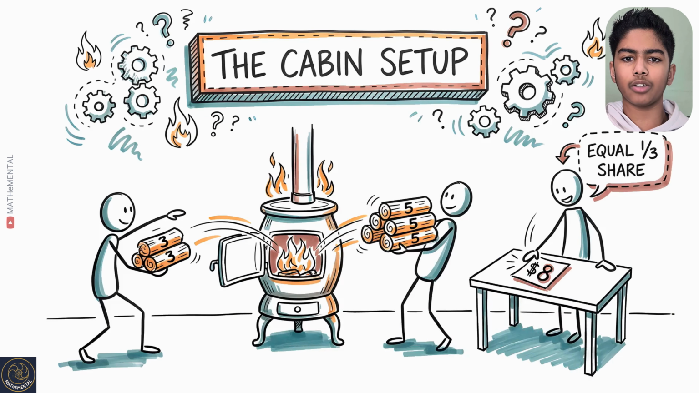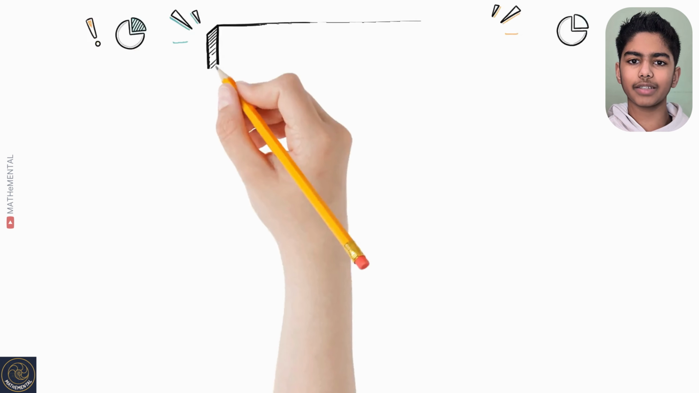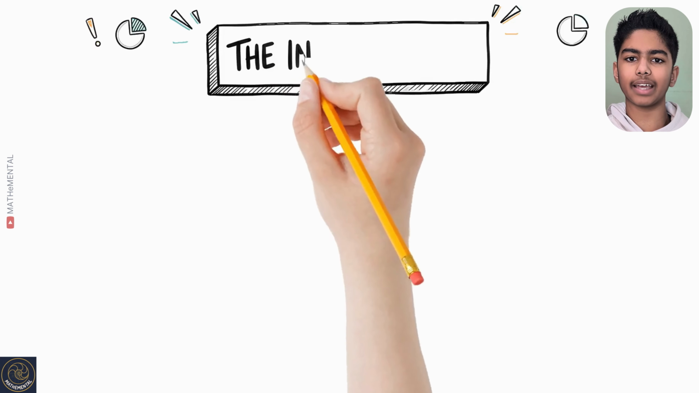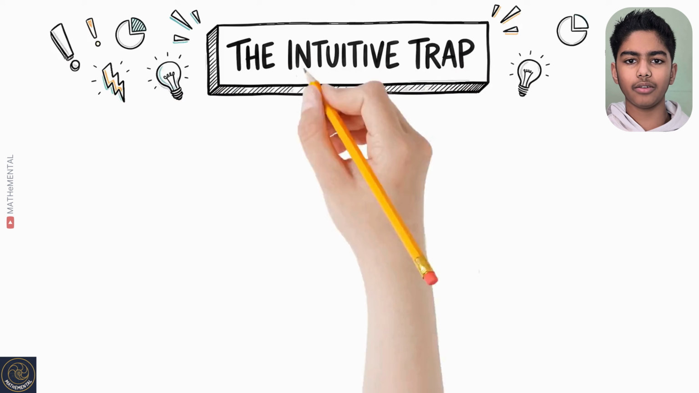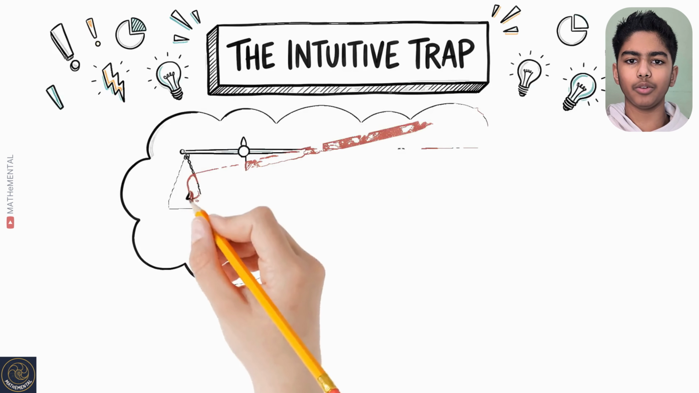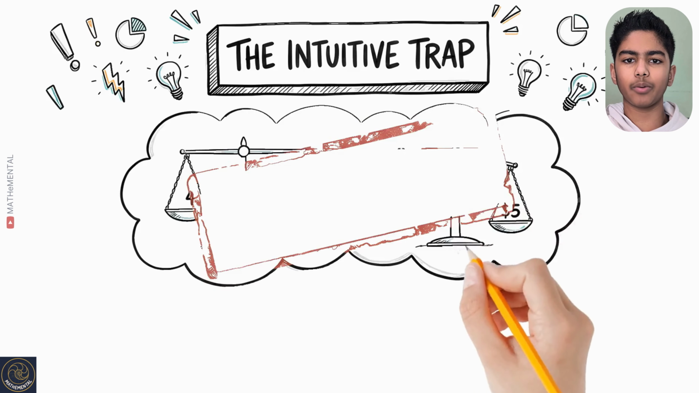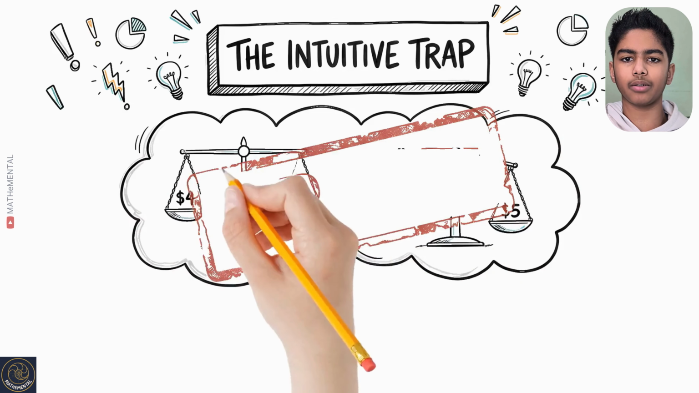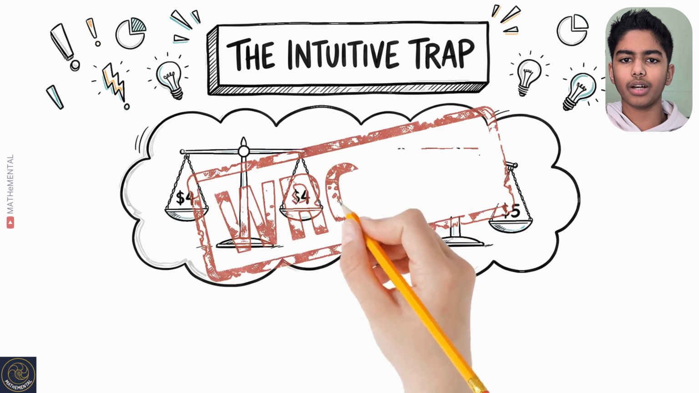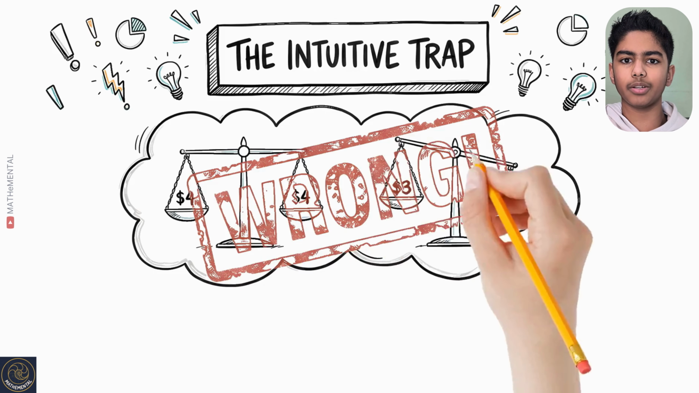But here is where it gets incredibly weird. So, how exactly should X and Y divide that $8? If you ask around, almost everyone will confidently give you one of two answers. Guess number one, just split it right down the middle, $4 for X, $4 for Y, since both contributed wood.